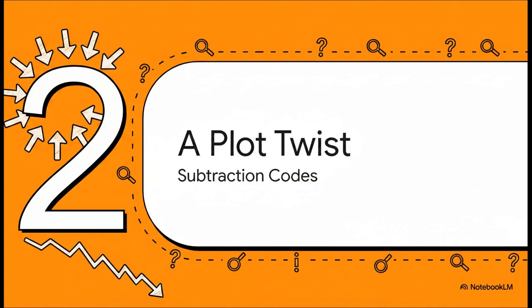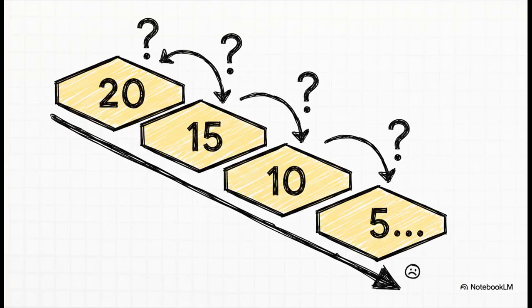All right, detective, time for a plot twist. What if the numbers aren't going up? What if they're going down? Don't worry, the same logic works, we just have to think in reverse. Let's open a new case file. We've got 20, then 15, then 10, then 5. The numbers are getting smaller.